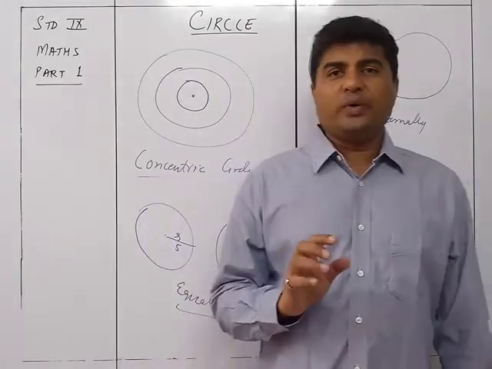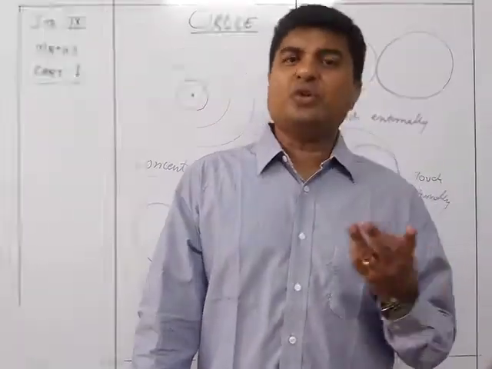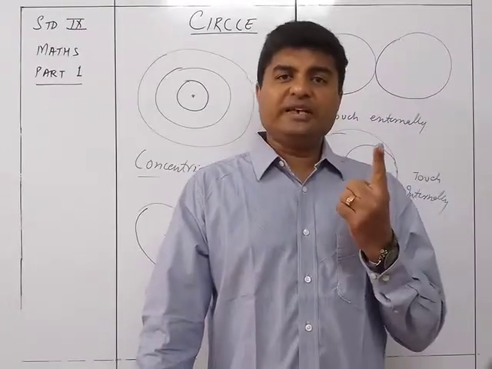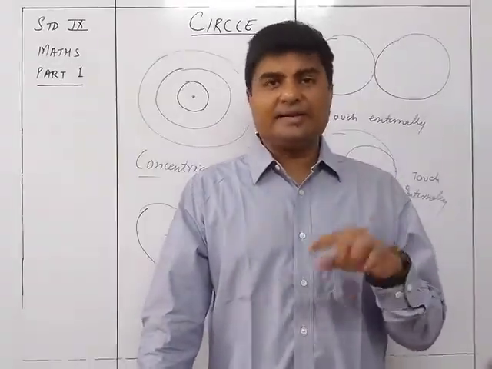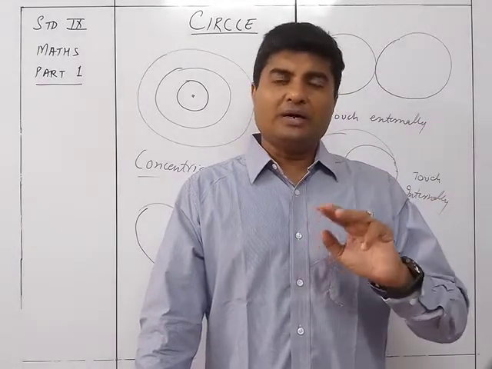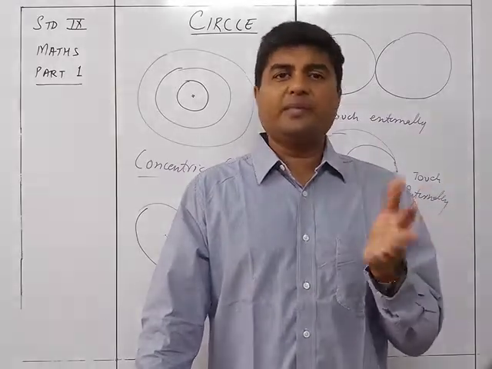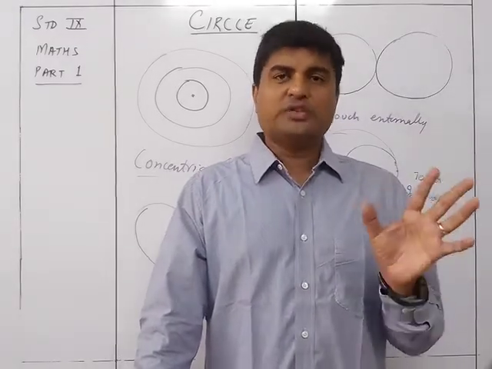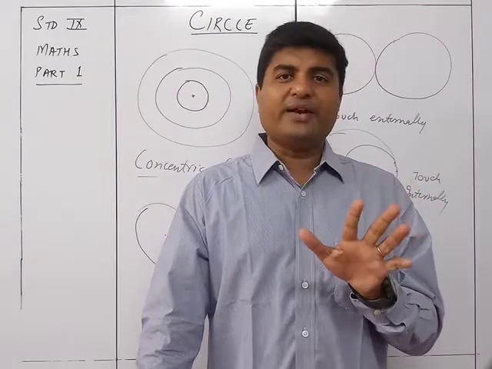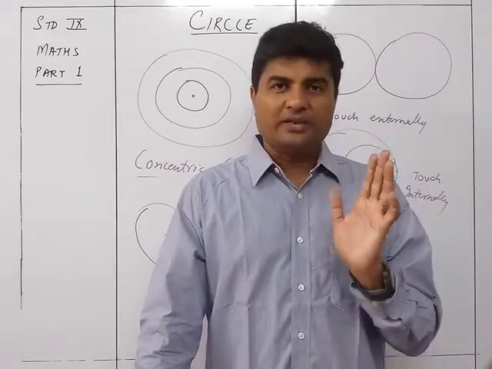Now we have 5 theorems. Actually speaking, there are only 3 theorems, because the converse of the first theorem is the second theorem. The exact converse of the third theorem is the fourth theorem, and then there is the fifth theorem, which is something you normally don't use. So no doubt there are 5 theorems, but actually there are only 2 theorems which are really required to understand.